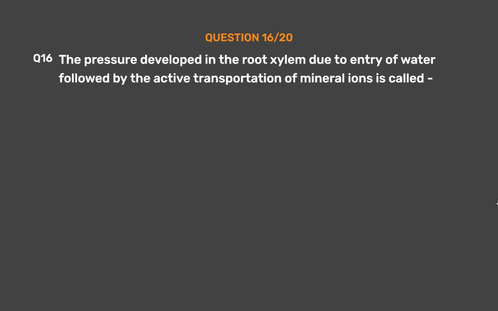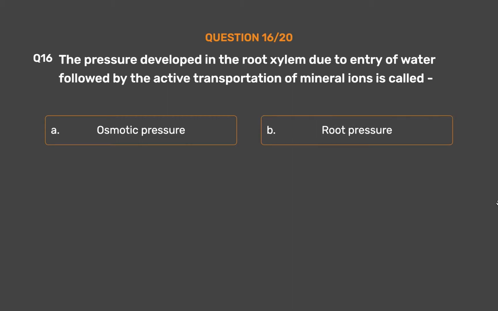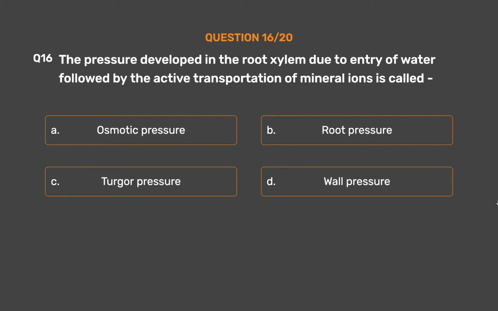Question number 16. The pressure developed in the root xylem due to entry of water followed by the active transportation of mineral ions is called. Option A. Osmotic pressure. Option B. Root pressure. Option C. Turgor pressure. Option D. Wall pressure.